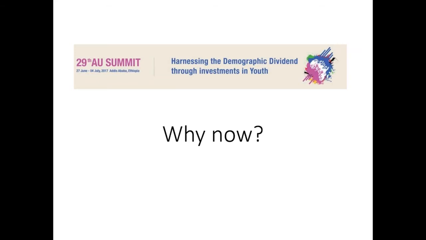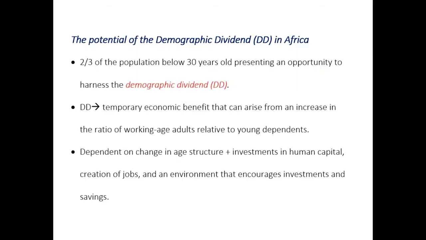Of course, there have been a number of initiatives and stakeholders working around the demographic dividend who have worked very hard to bring this to the top of the agenda of the AU, because the theme of the year for 2017 is actually similar, harnessing the demographic dividend through investments in youth. But more importantly, it's about the population dynamics going on in Africa.